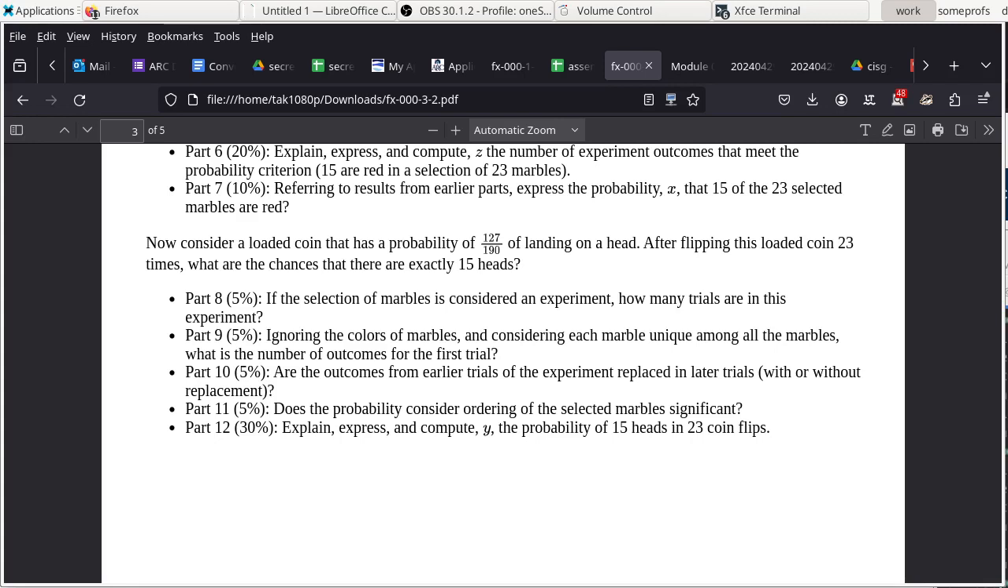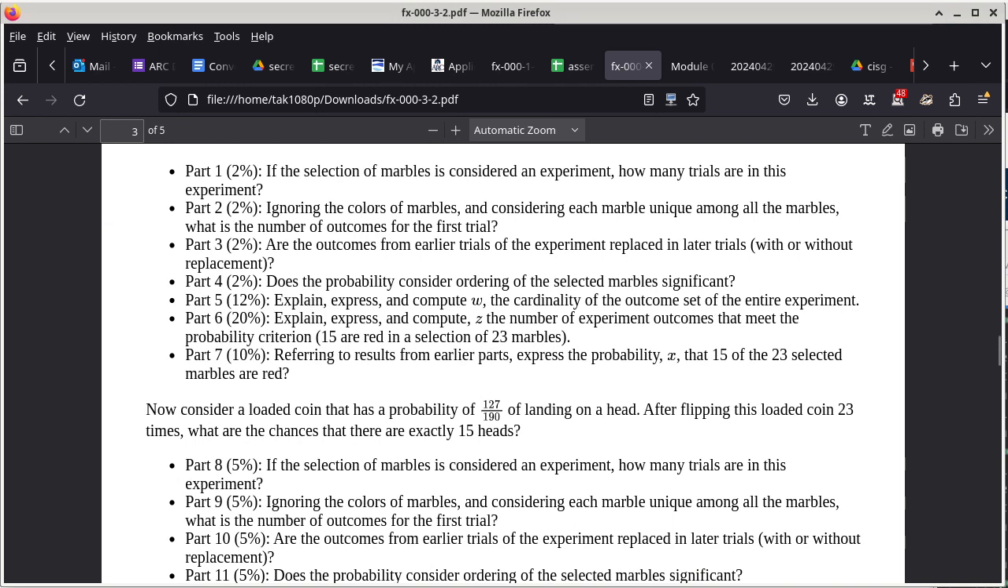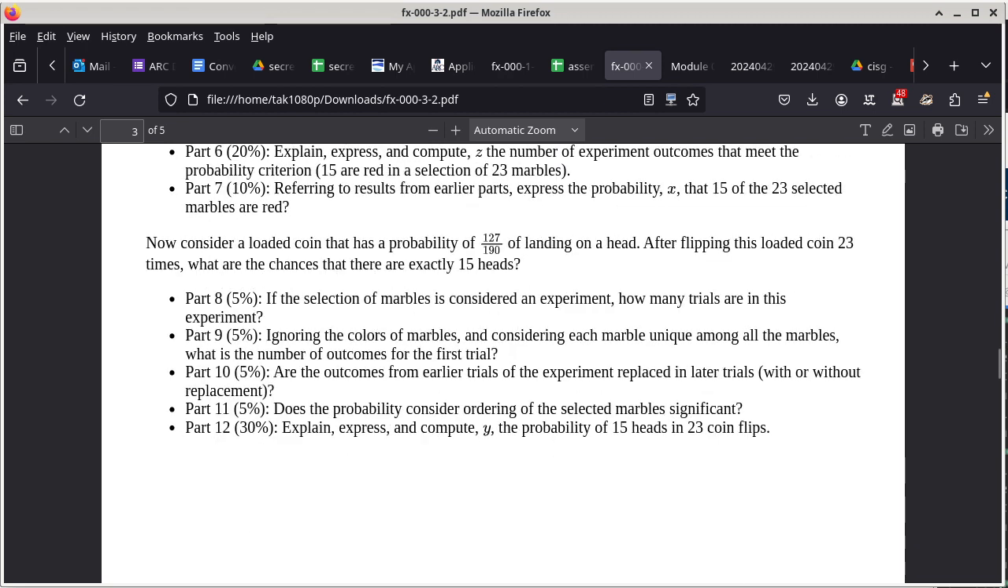All right, this is the last portion of question number two. So the first part we have already answered. The second part is about a problem that is similar to the first one, but it's a coin flip problem.